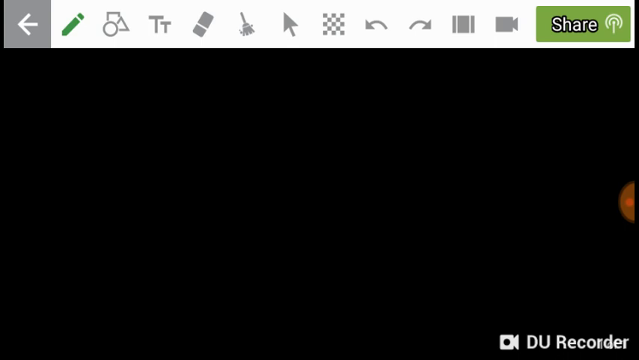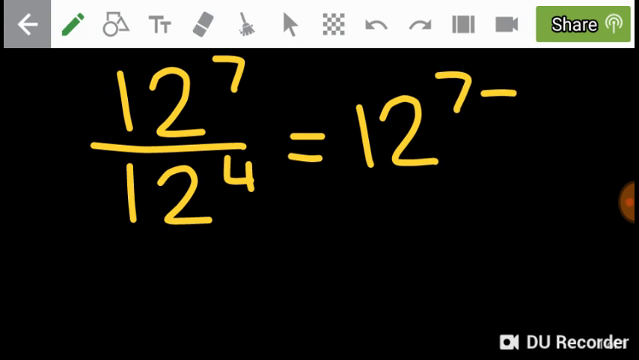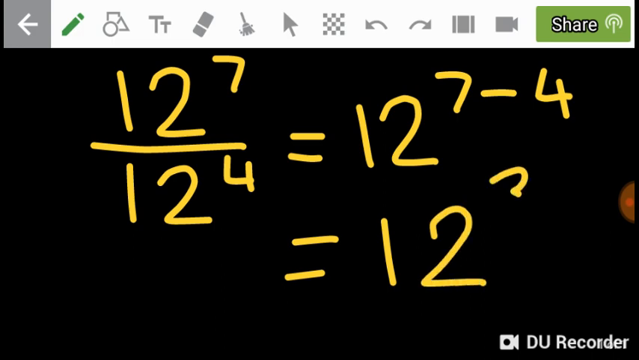Now let us see some more examples. 12 to the exponent 7 divided by 12 to the exponent 4. If this is the math, this slash is actually the division, so nothing to worry. So the math is going to be 12 to the exponent 7 minus 4. As a result, the answer would be 12 to the exponent 3.